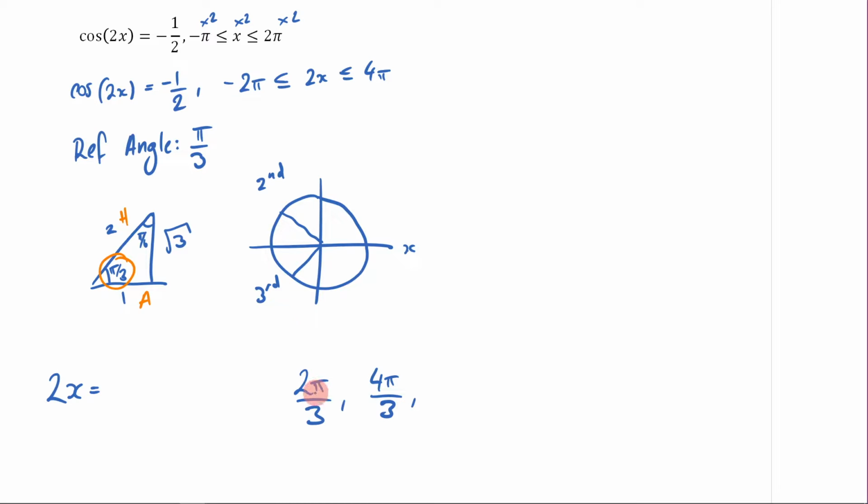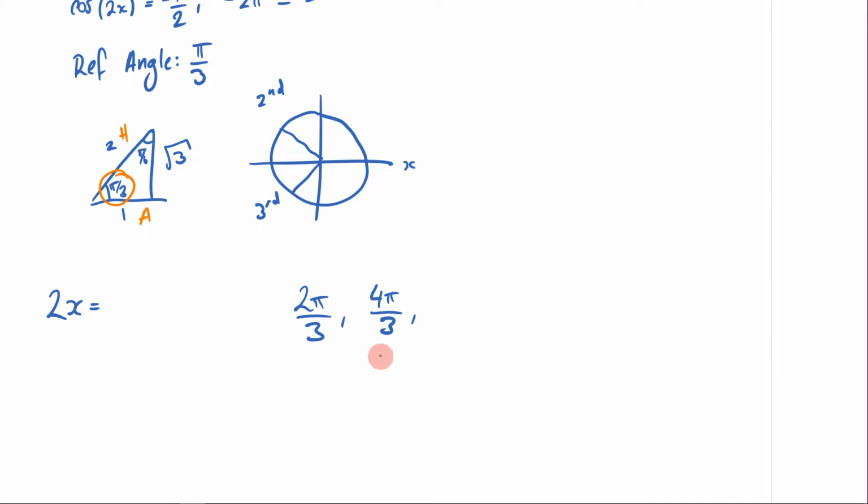Okay, so once we've identified these two, the next thing we need to think is, have I got everything I need? Because my domain is to 4 pi. Well, I've only gone around my unit circle once. I need to go around again if I'm going to account for all the answers in 4 pi. So what I need to do is add 2 pi to both of them.